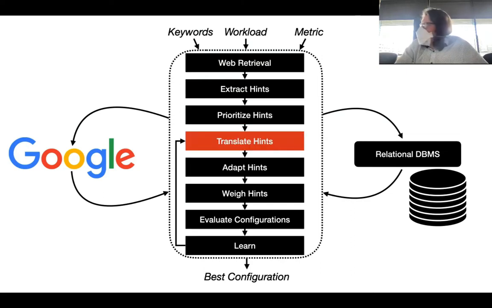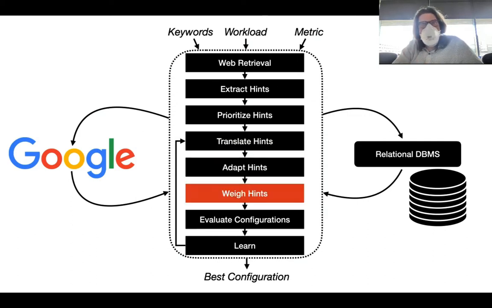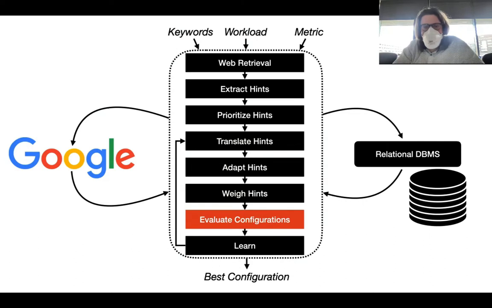Now, in the next step, we are trying to translate those hints into formulas, and we might try to adapt those hints, meaning to deviate from the recommended values. Sometimes different hints from different sources can be conflicting. So in those cases, we want to assign weights to different hints, which essentially determine which hint wins if we have multiple conflicting hints. Finally, we evaluate configurations that we create based on those hints.